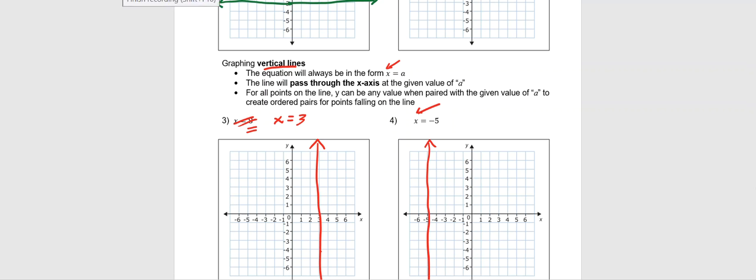There are some problems on the back I want you to do, so complete those. We will check in class, and we'll continue our review with graphing vertical and horizontal lines then.